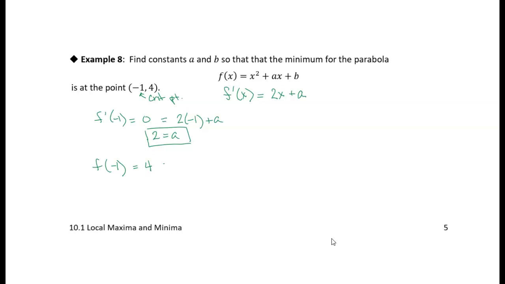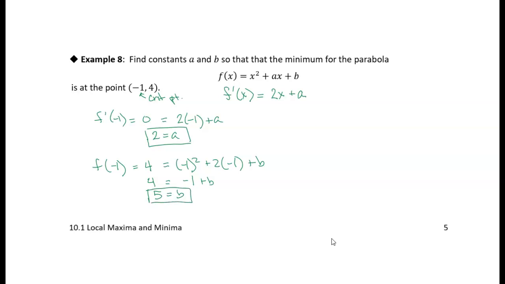Okay, so if we put -1 in here, so -1 squared, and then now we know a is 2, so plus 2 times -1 plus b. Okay, so again we have an algebraic equation that we can solve. So we get 1 minus 2, so that becomes -1 plus b equals 4. I'm going to add 1 to both sides and I get 5 is equal to b. Right, so there's our b value. So that's our a and our b value.